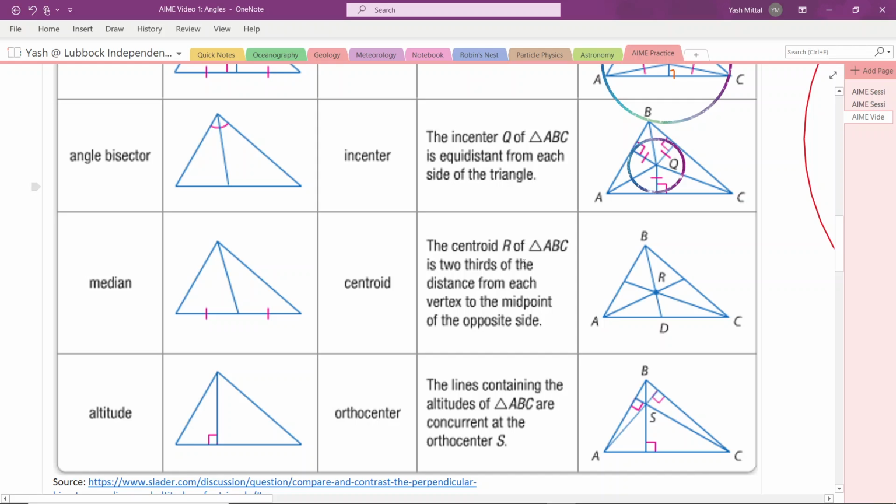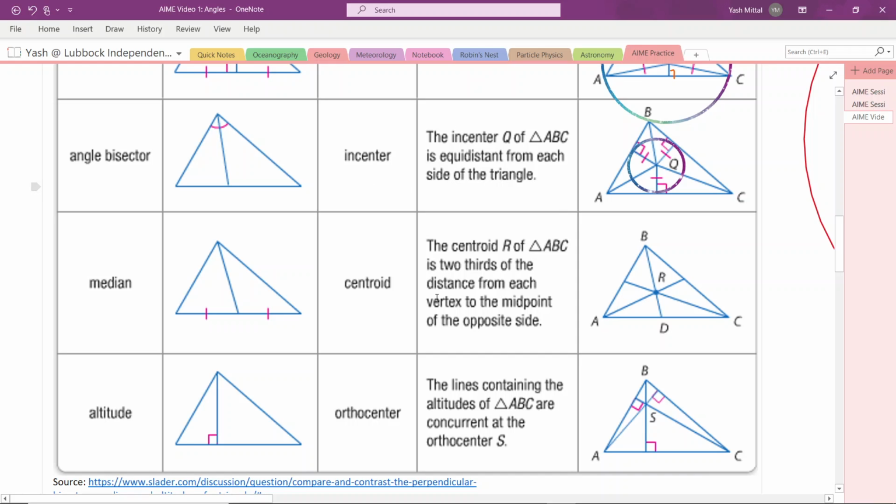The most important part of the centroid is that the centroid R of ABC is 2/3 the distance from each vertex to the midpoint on the opposite side. So you take this median, the total median length. AR is 2/3 of that total median length. BR is 2/3 of BD. CR is 2/3 of its median length. Another way of looking at this is that BR is twice RD.